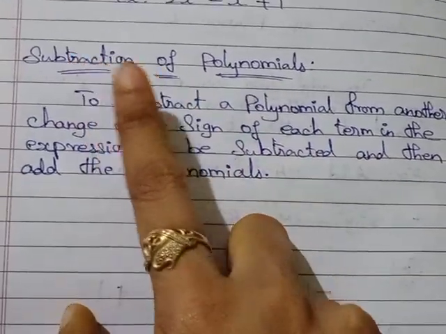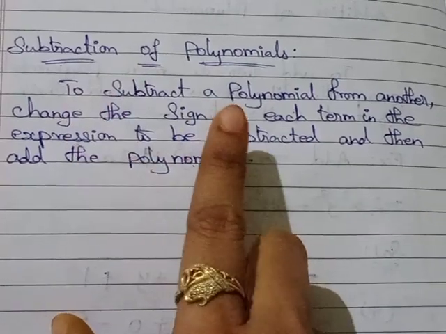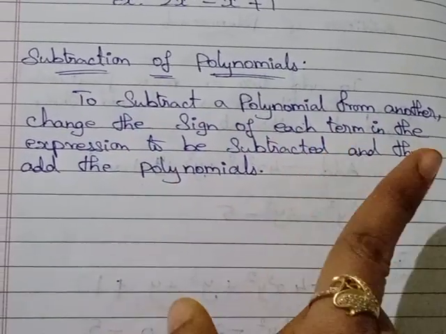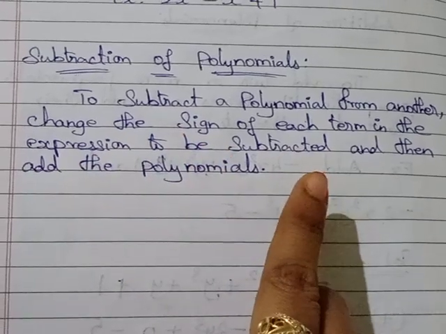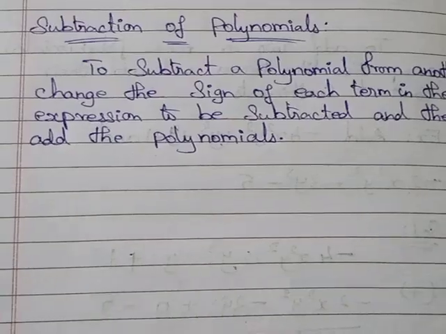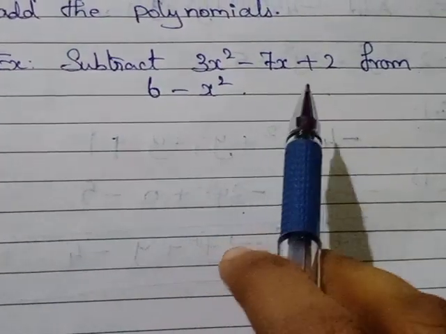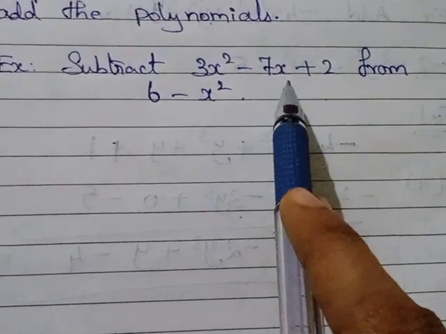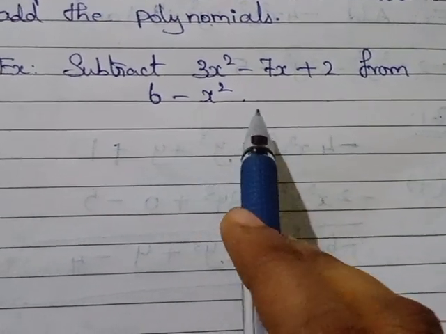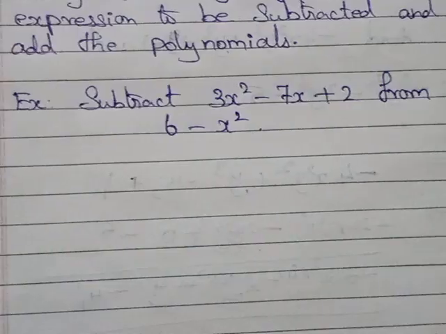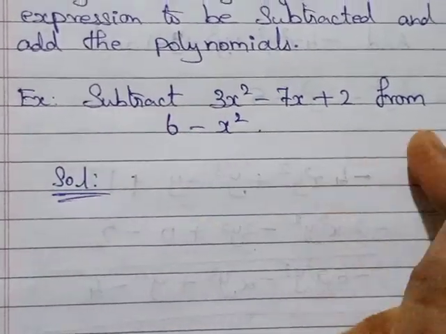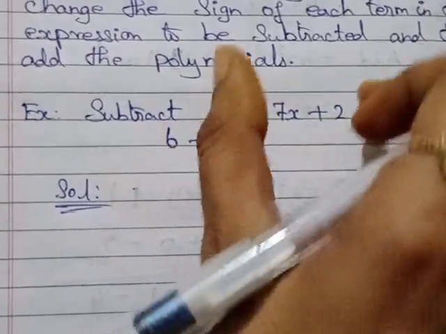The next topic is subtraction of polynomial. To subtract a polynomial from another, change the sign of each term in the expression to be subtracted and then add the polynomials. For example, subtract 3x squared minus 7x plus 2 from 6 minus x squared. Solution. Here the question is subtract this expression from this expression.